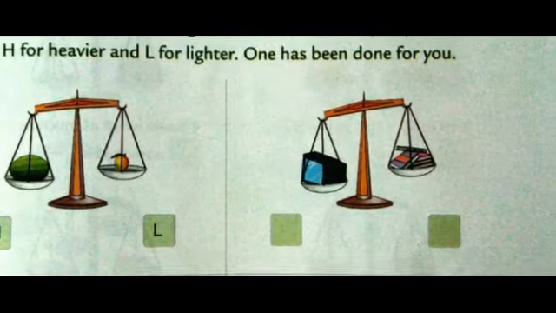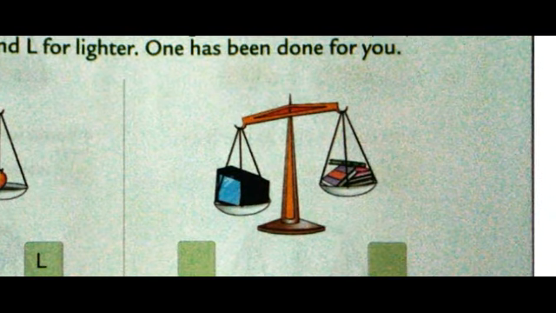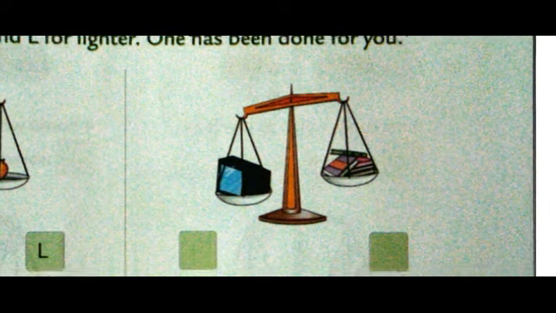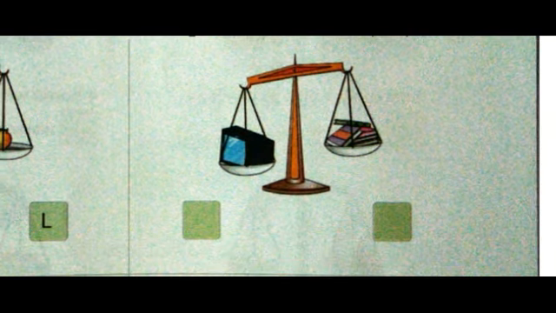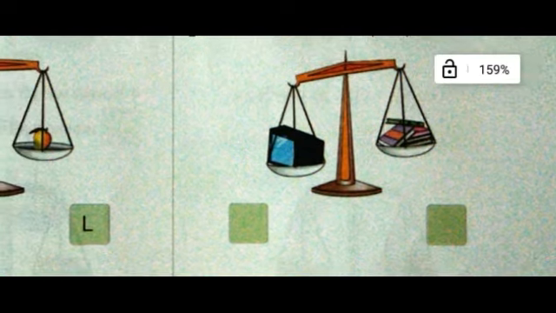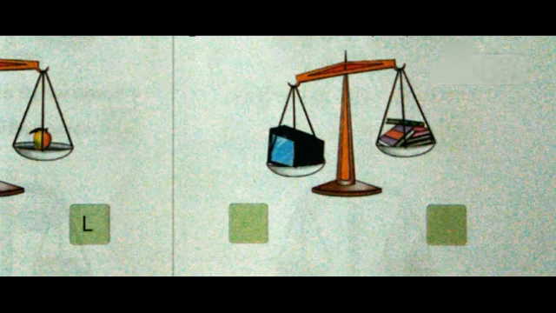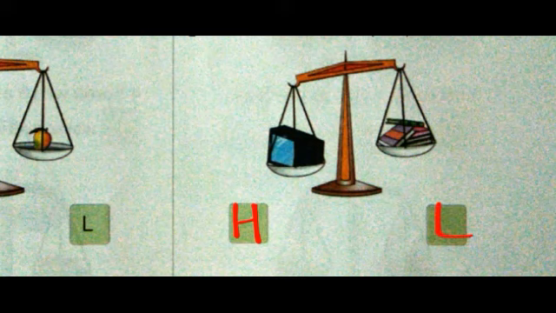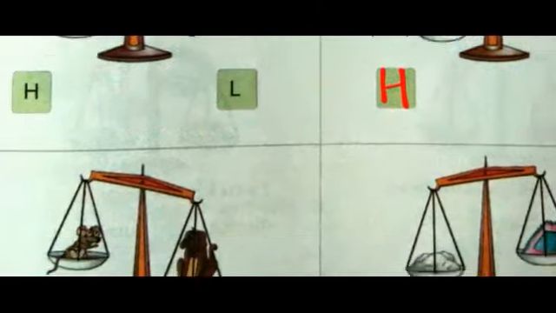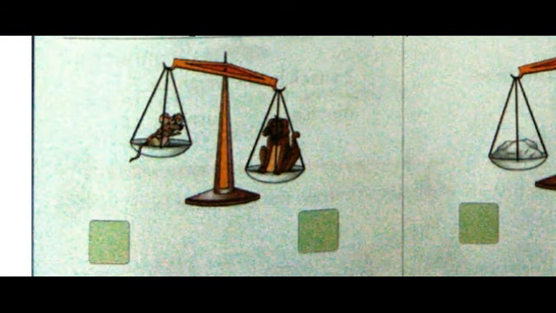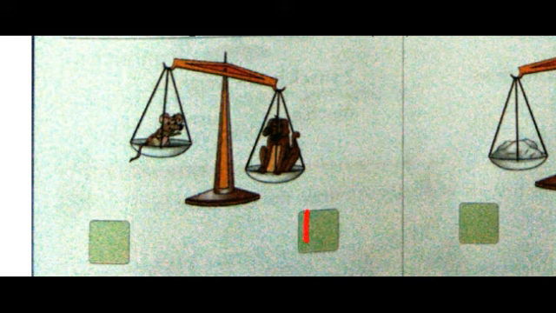Okay, so we have to write H for the heavier object and L for the lighter. As I told you, the heavier object will always go down. So if we compare these two, this one is heavier because it's going down and this one is lighter. Okay, let's see the next picture. Again, the heavier side will go down. So here, this one is heavier and this one is lighter in weight.